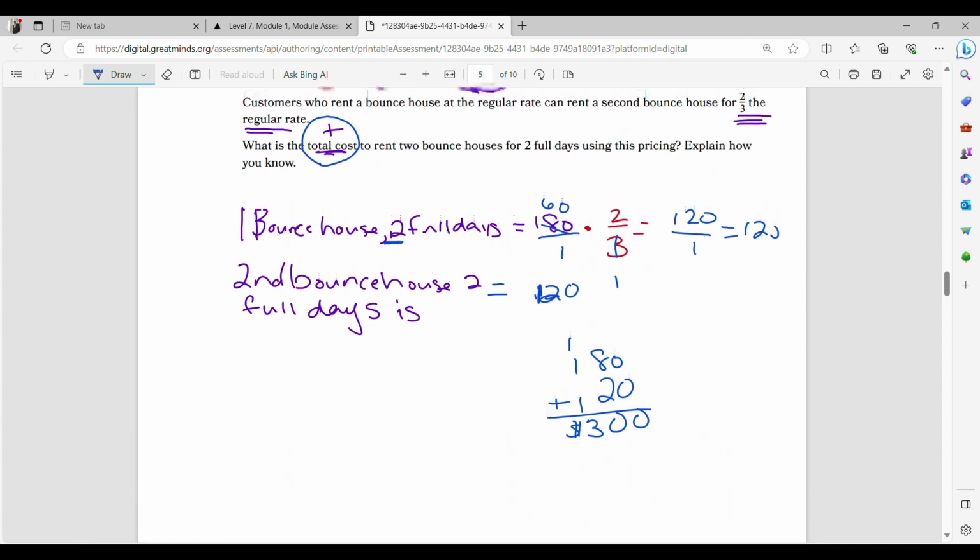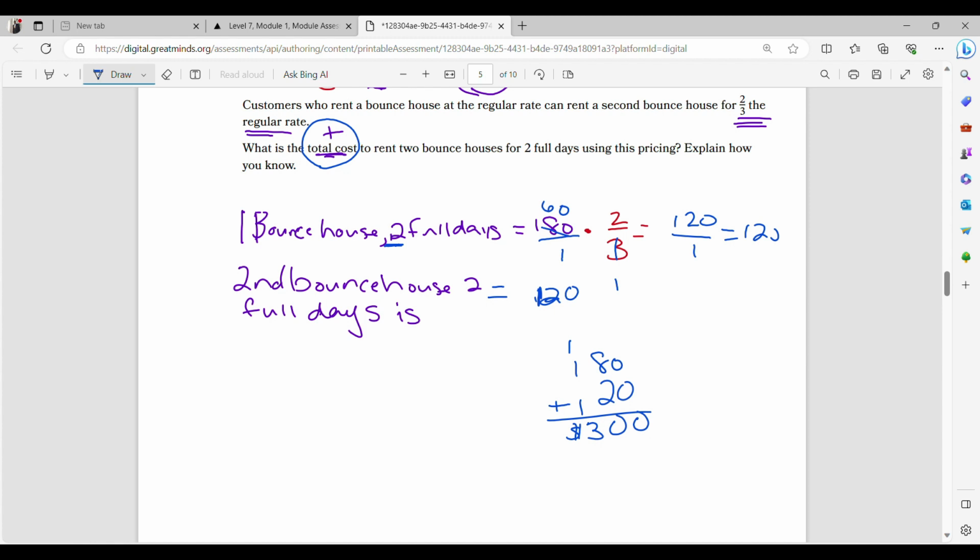Explain how I know. This is how I know. Because 1 bounce house for 2 days costs $180. The second bounce house for 2 full days is $120. And then when we add that up, it is $300. This plus this equals that. And that's how I know.